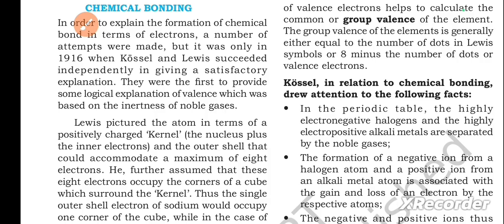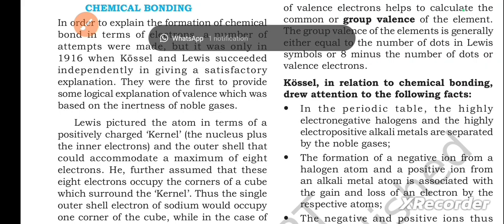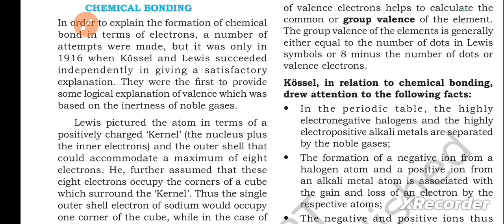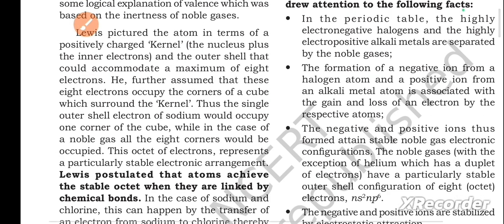Lewis pictured the atom in terms of a positively charged kernel, the nucleus plus the inner electrons, and the outer shell that could accommodate a maximum of 8 electrons. He further assumed that these 8 electrons occupy the corners of a cube which surround the kernel. Thus, the single outer shell electron of sodium would occupy one corner of the cube, while in the case of a noble gas, all the 8 corners would be occupied.